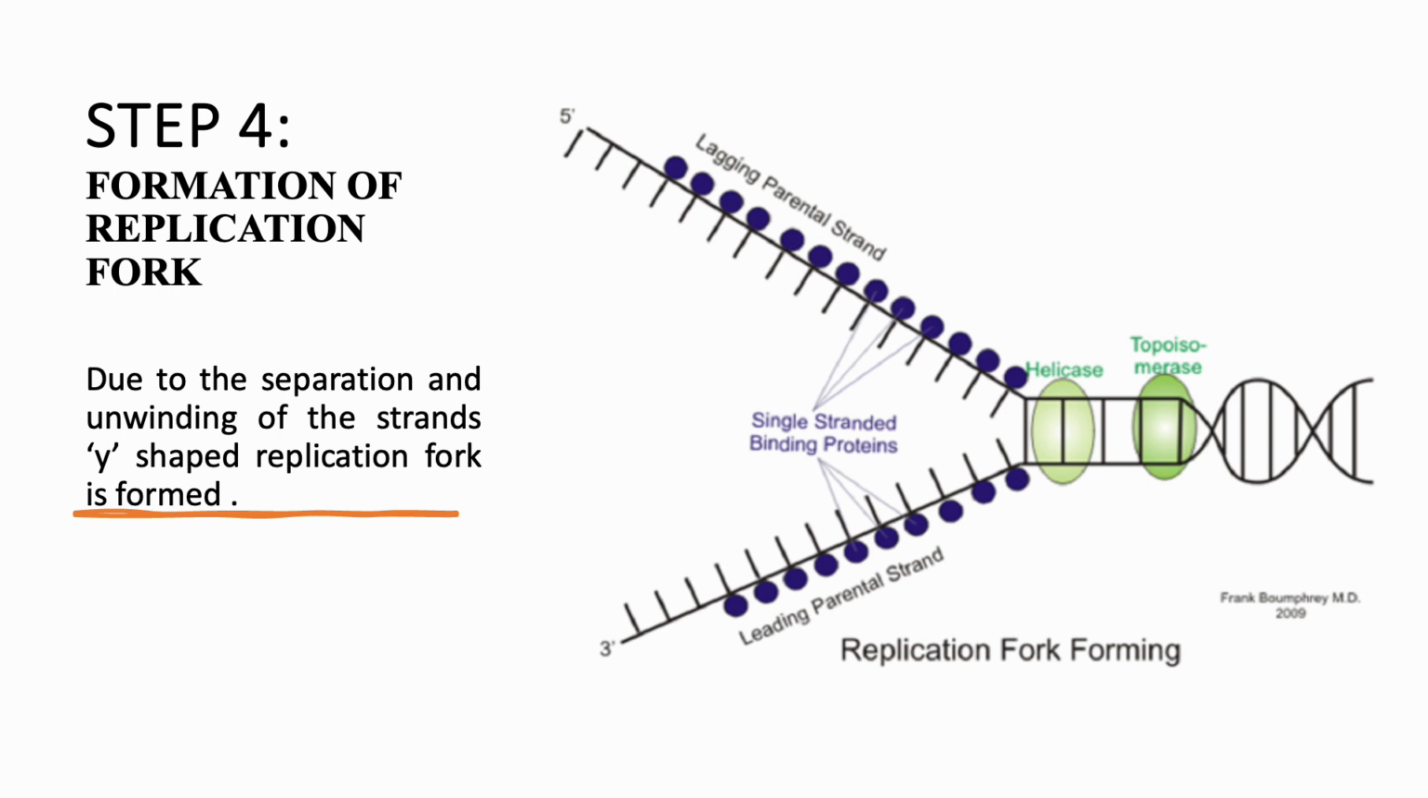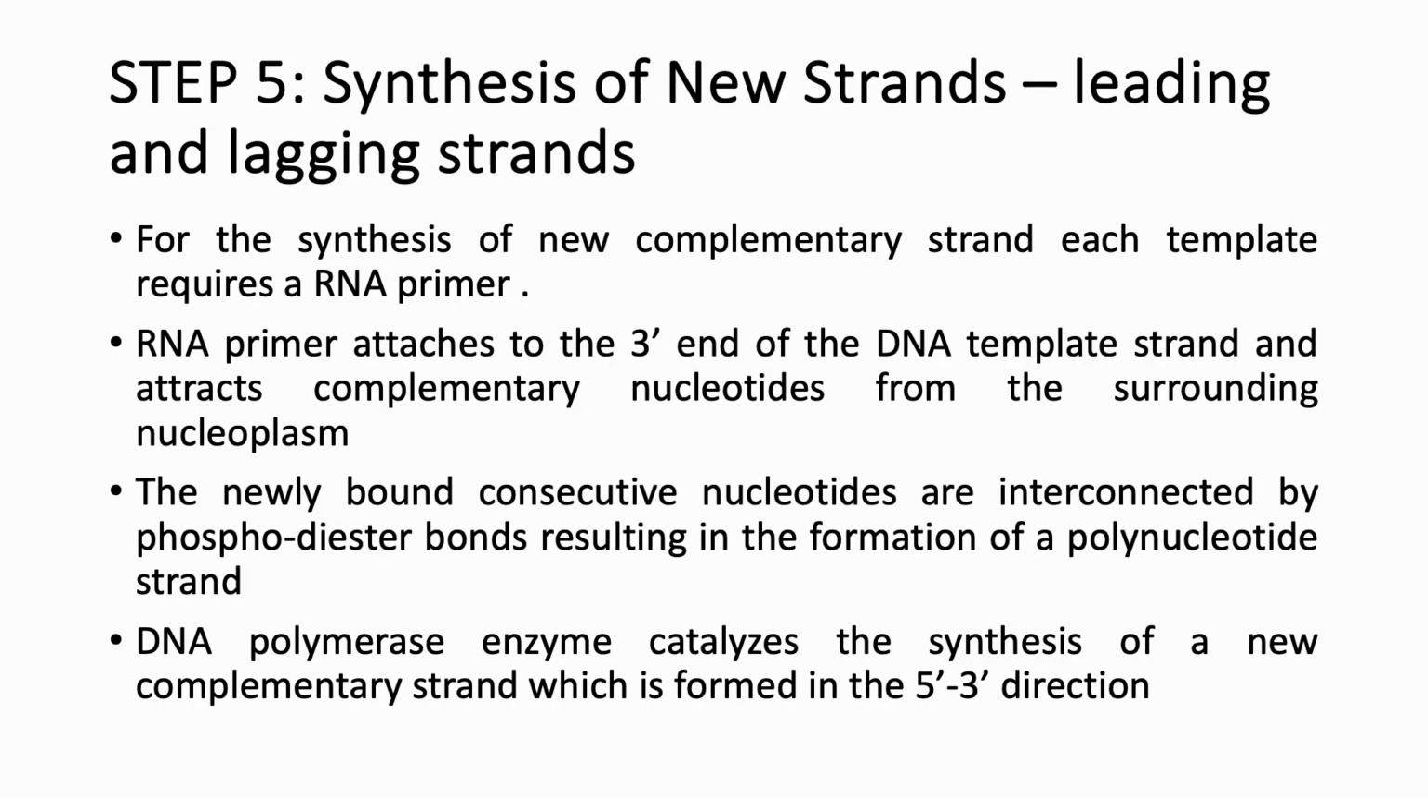Now, the next step is formation of the replication fork. Due to the separation and unwinding of the strands, a Y-shaped replication fork is formed. Then step 5, synthesis of new strands, that is leading and lagging strands, takes place. For the synthesis of new complementary strand, each template requires an RNA primer. So primase is the enzyme which helps in this process.